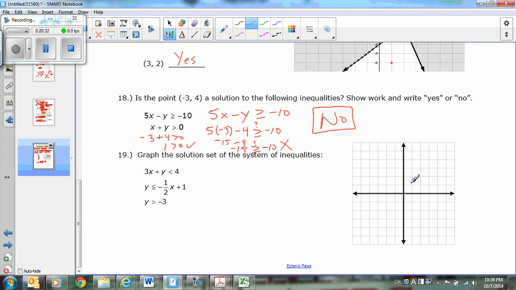I'm just going to warn you ahead of time, it's hard to do this on the air slate. When you do it on paper with a straight edge, you'll get a better graph than probably what I'm going to get. All right, let's start with the first inequality.